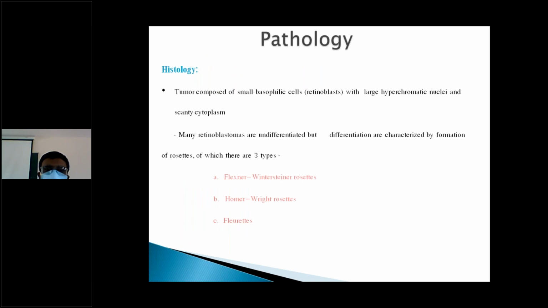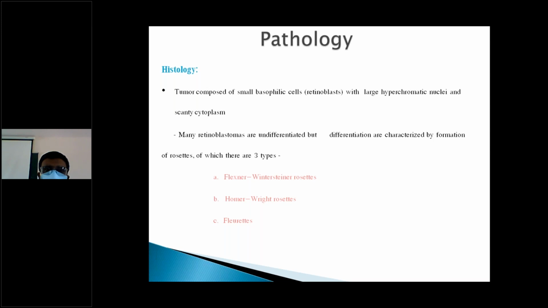Histology: there are 3 types of rosettes. One is Flexner-Wintersteiner rosettes, second is Homer Wright rosettes, third is fleurettes. The most common is Flexner-Wintersteiner rosettes. The tumor is mainly composed of small basophilic cells with large hyperchromatic nuclei and scanty cytoplasm. That is the main histology of retinoblastoma.